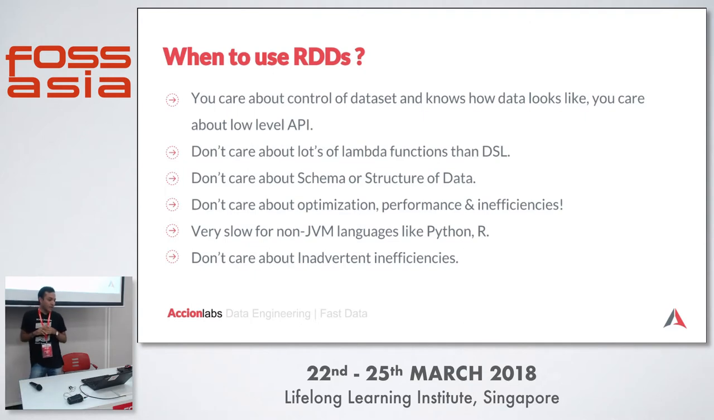So when you don't care about slow performance, you use the RDD, or you don't care about inefficiencies. That does mean maybe you unknowingly don't want to apply the transformation.